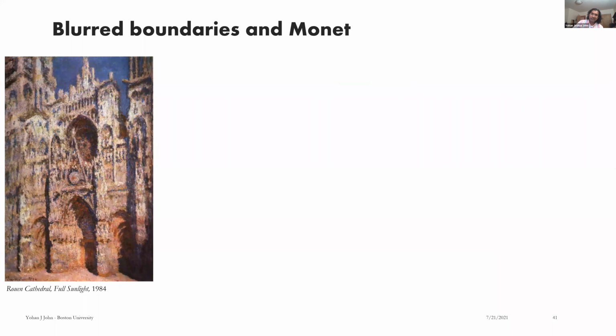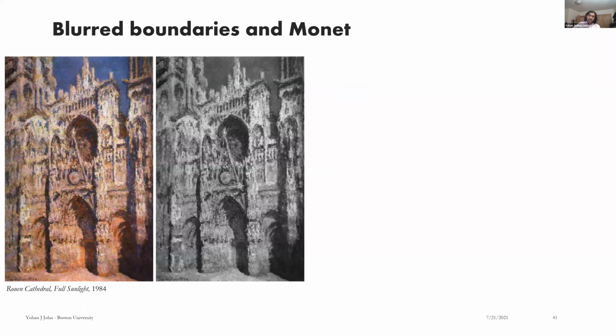So for this example that Steve gives, the pictures in the book are kind of low-res, so I picked higher ones. So here's the Rouen Cathedral in full sunlight, 1894. Here's the grayscale version. You can see that the luminance, which is conveyed by the grayscale image, shows that there's strong contrast. So you can get a strong feeling of depth.